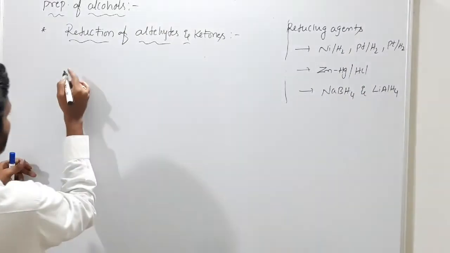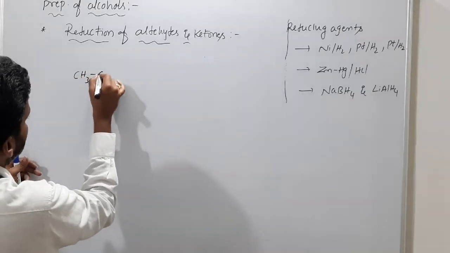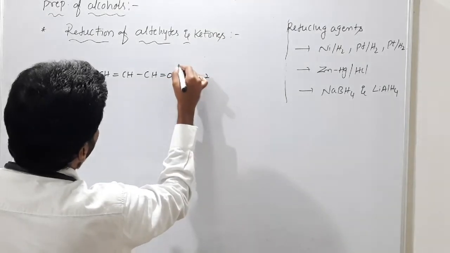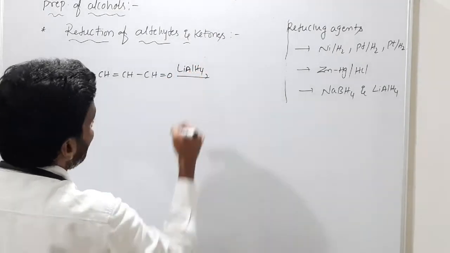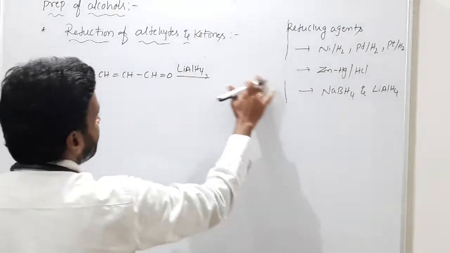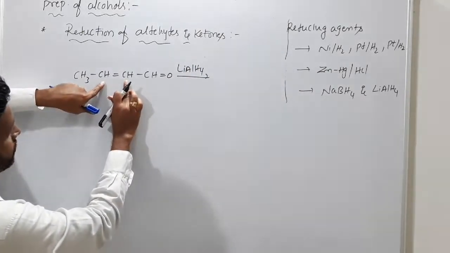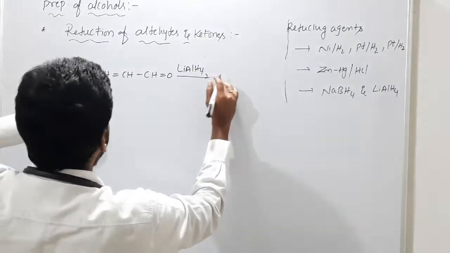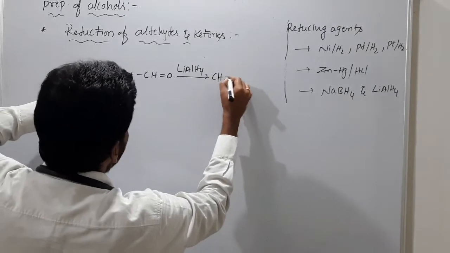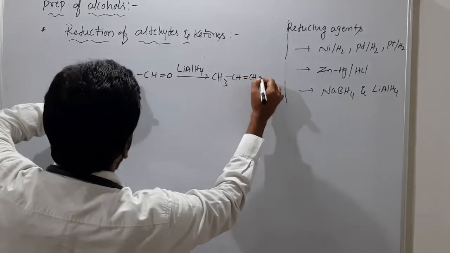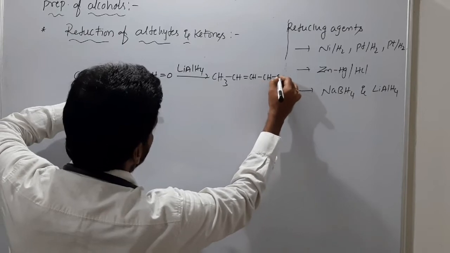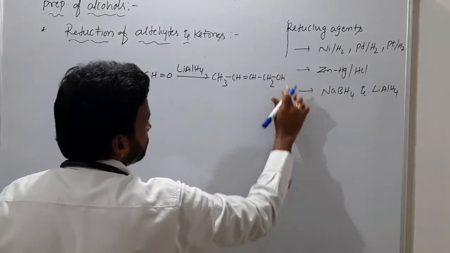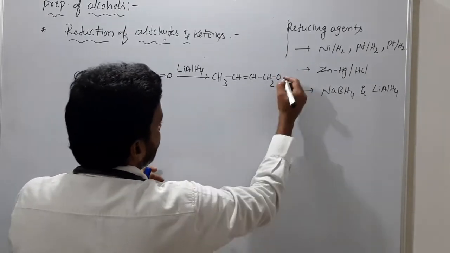Actually, just now I was given one thing. If CH3, CH double bond CH and CH double bond O, if I am using LiAlH4 as the reducing agent, lithium aluminum hydride, the product is, without reduction of this C double bond C, this C double bond O will undergo reduction. Certainly the product is CH3, CH double bond CH and CH2OH. Remember, this is very important for us. So here you have OH.